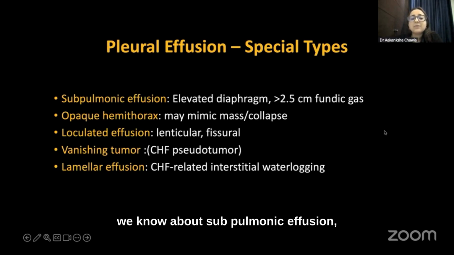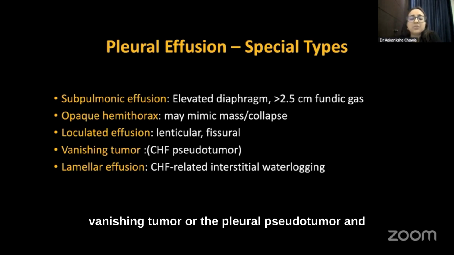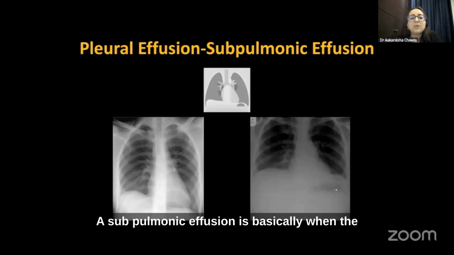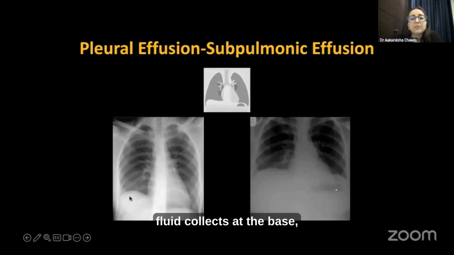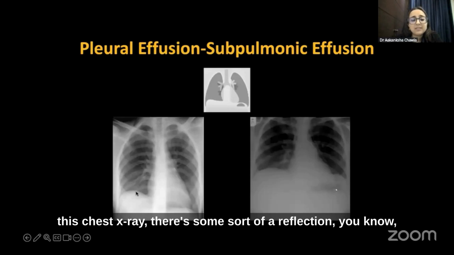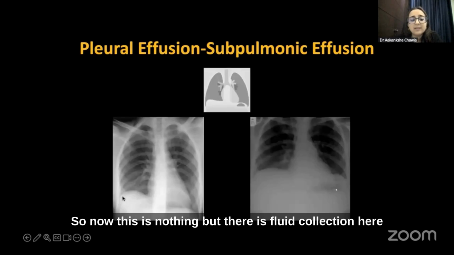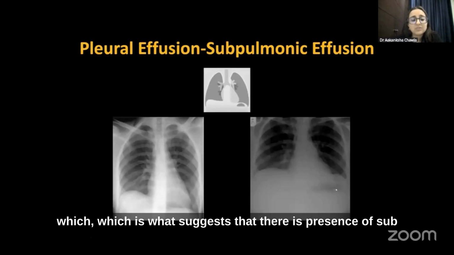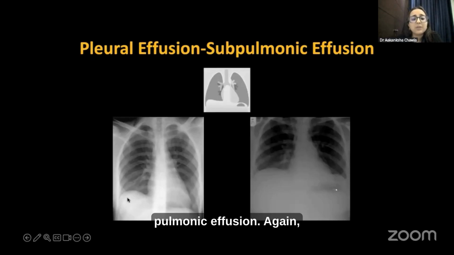Now, special types we know about: subpulmonic effusion, opaque hemithorax, loculated effusion, vanishing tumor or the pleural pseudotumor, and lamellar effusion. What is a subpulmonic effusion? A subpulmonic effusion is when the fluid collects at the base, under the surface of the lung. If you look at this chest X-ray, there's some sort of a reflection extending on this right side. This is nothing but fluid collection under the lung surface, which suggests the presence of a subpulmonic effusion.